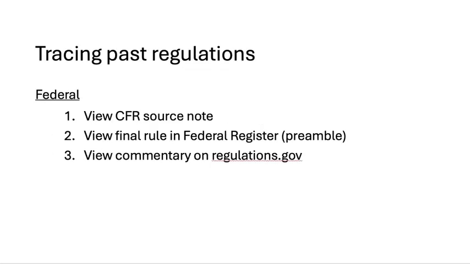We just looked at this with our CFR example, right? If you want to trace those past regulations, you could look to the source note, right? That pointed us to the Federal Register. So we could go there to look at our proposed or final rules. We could go directly to that final rule in the Federal Register if we knew that citation already. We could also look to commentary on regulations.gov that might discuss some of the changes between the available document as it looked in the Federal Register versus the Code of Federal Regulations.